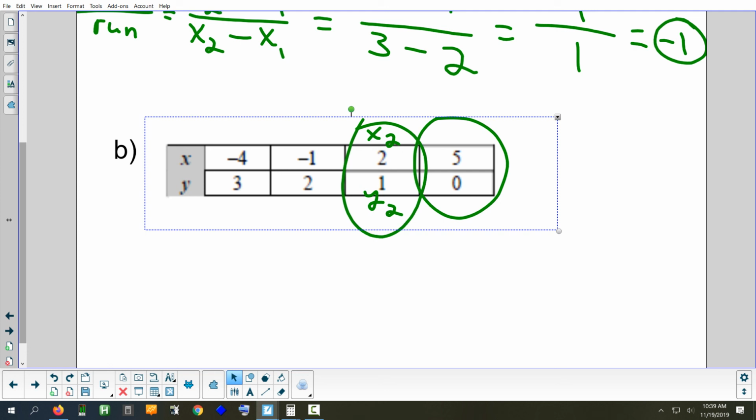5. Is that an X or a Y? It's an X. First X or second X? We're calling it the first X. That's fine. Does it matter which is the first and second? Nope. Doesn't matter. How about 0? X or Y? Y. First or second? First. We're calling it the first.